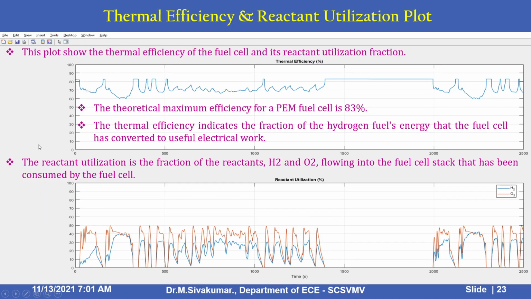Then this plot shows the thermal efficiency of the fuel cell and its reactant utilization fraction, and the theoretical maximum efficiency for a PEM fuel cell is 83%. The thermal efficiency indicates the fraction of hydrogen fuel energy that the fuel cell has converted to useful electrical work. This is a reactant utilization plot. This reactant utilization is the fraction of reactants, hydrogen and oxygen flowing into the fuel cell stack that has been consumed by the fuel cell. This plot shows thermal efficiency and reactant utilization.